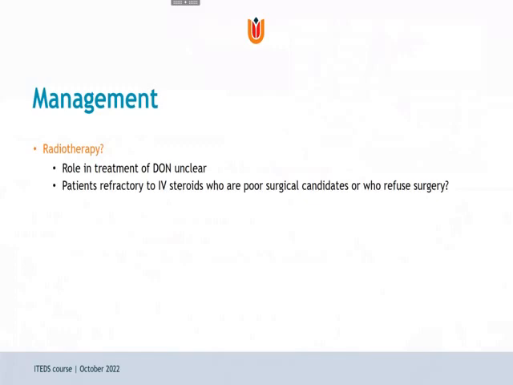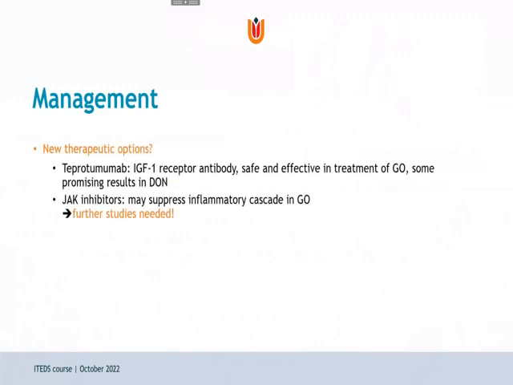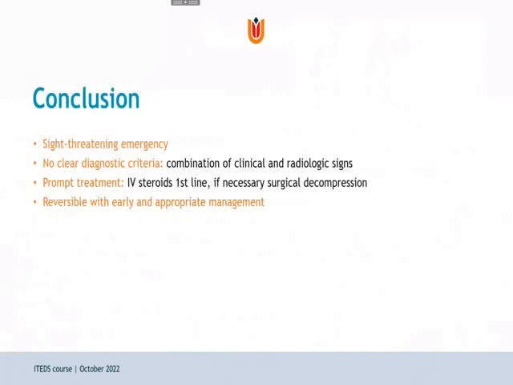Radiotherapy does not have a clear role in the treatment of DON. It might be useful for patients refractory to IV steroids who are poor surgical candidates or who refuse surgery. And we should look out for new therapeutic options, including teprotumumab, an IGF-1 receptor antibody, which is safe and effective in the treatment of Graves' orbitopathy and has shown some promising results in DON, or JAK inhibitors, which may suppress the inflammatory cascade in Graves' orbitopathy. But as usual, further studies are needed to reconfirm the efficacy and safety of these compounds.